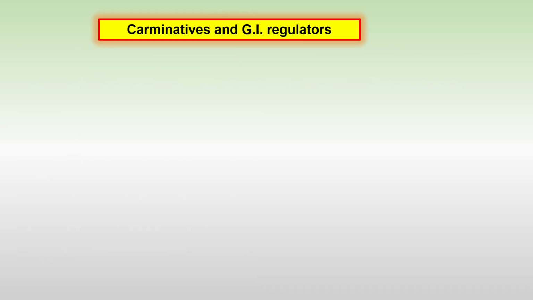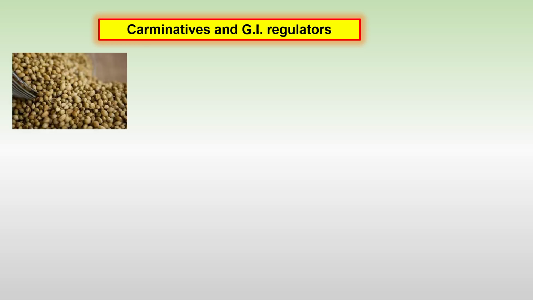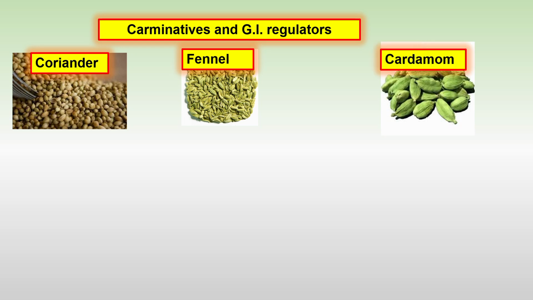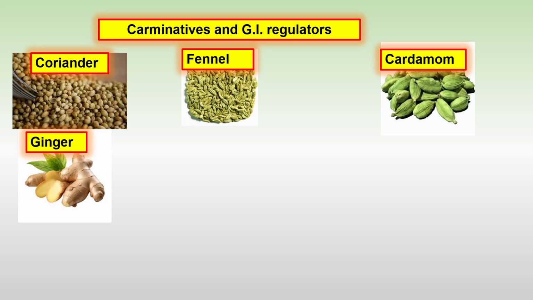And now we are coming to the next topic. They are given only 2 for that previous topic, what we discussed about the cardiotonic. Now carminative and GI regulators. The meaning is gastrointestinal regulators. So they have given some drugs which we should have in our mind. Very interesting drug which we know, coriander, number 1. And number 2, they have given fennel, which we very commonly use as food. Cardamom, and number 4 is ginger.